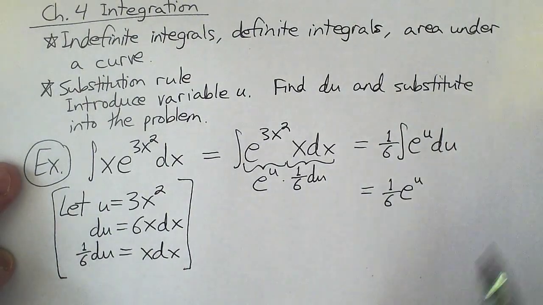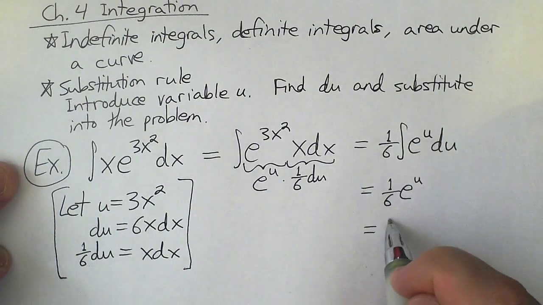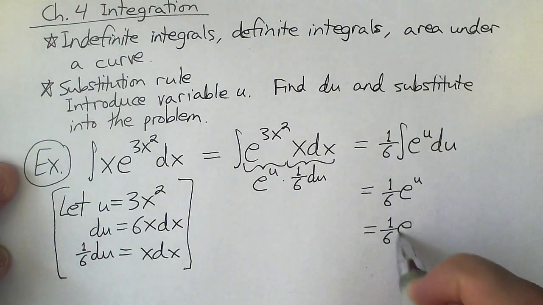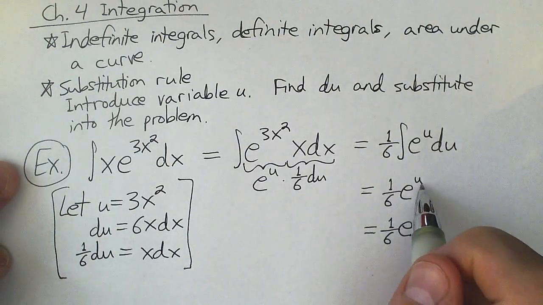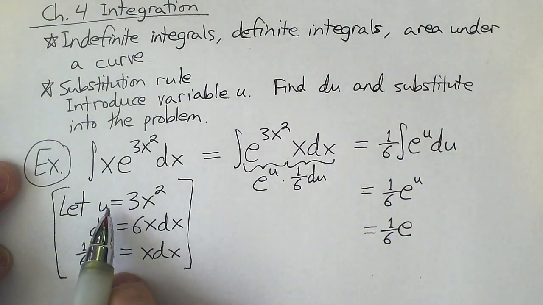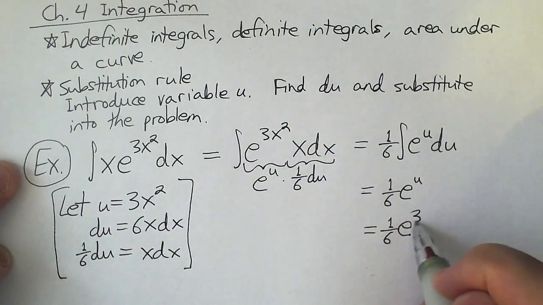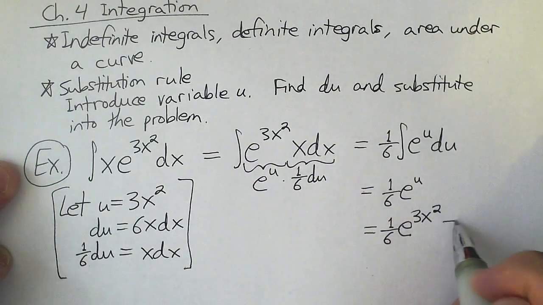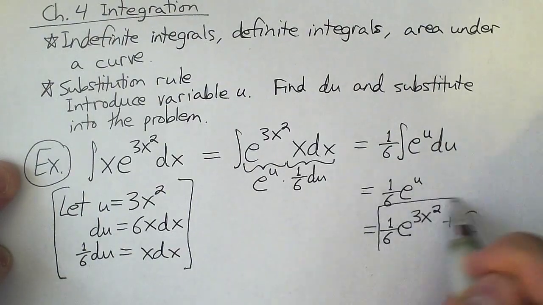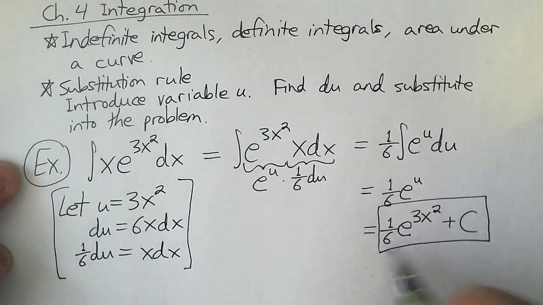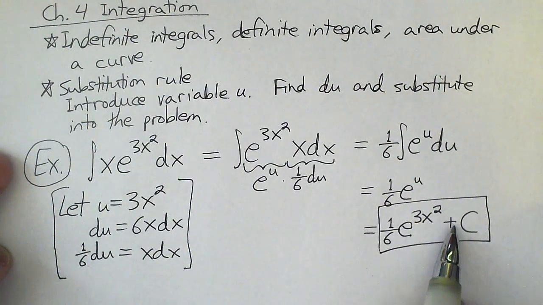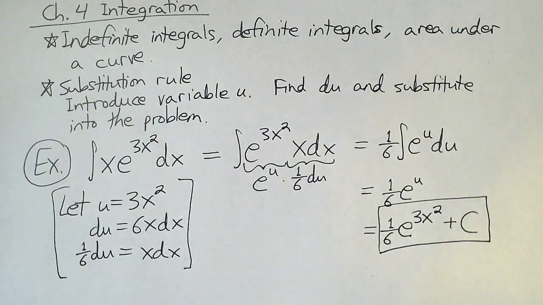But don't forget, you have to get this back in terms of x. If it's a substitution rule problem, you'll always have something on your page already for what u is in terms of x. And don't forget the plus c. And make sure the plus c doesn't look like it's in the exponent, right? The plus c is just off to the right.